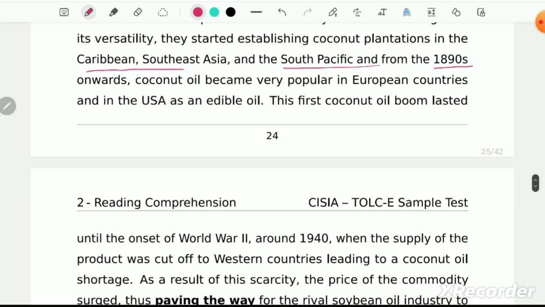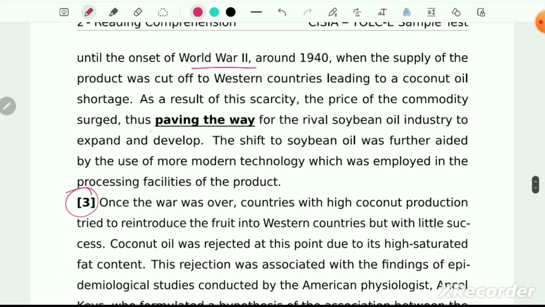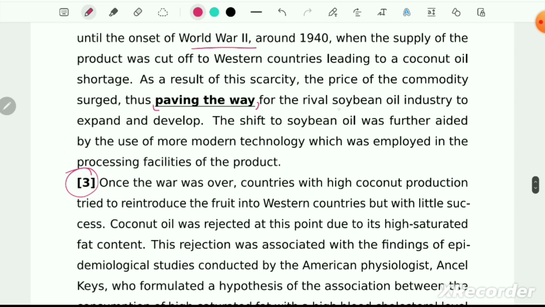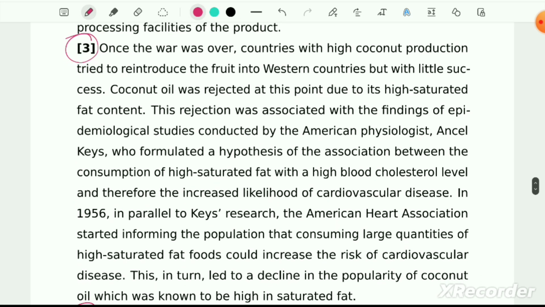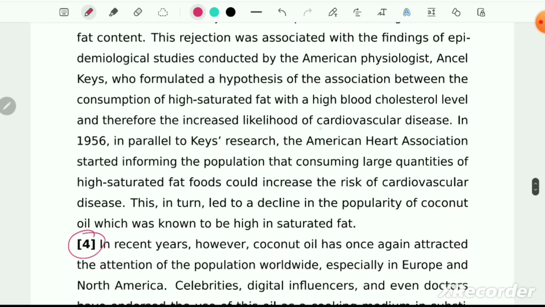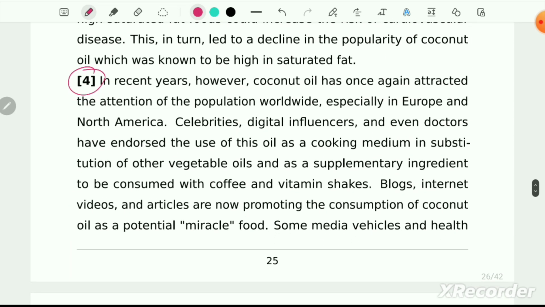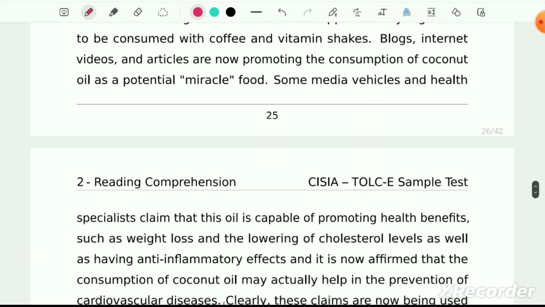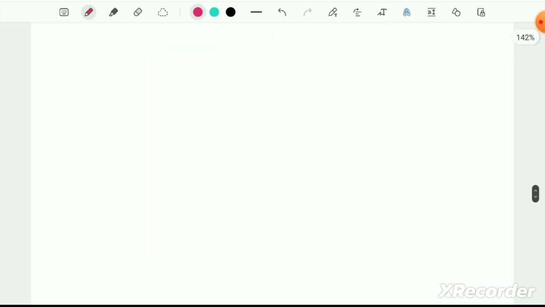So these are the keywords. World War II, paving the way, soybean oils, cardiovascular disease, we'll just highlight very quickly, 1956. We'll not go into details, so these are the skimmings.